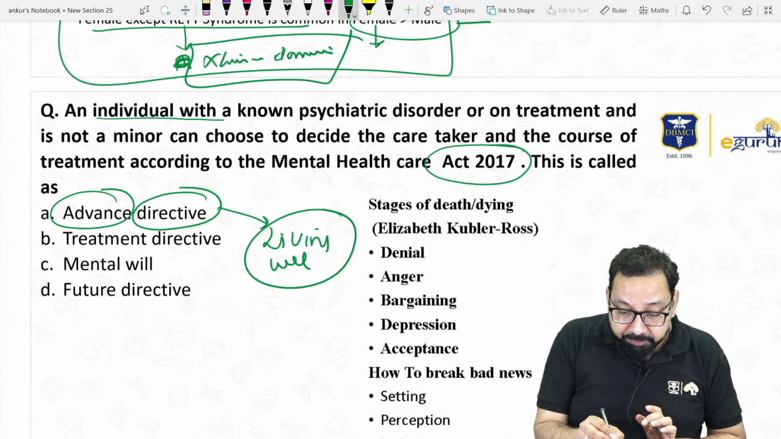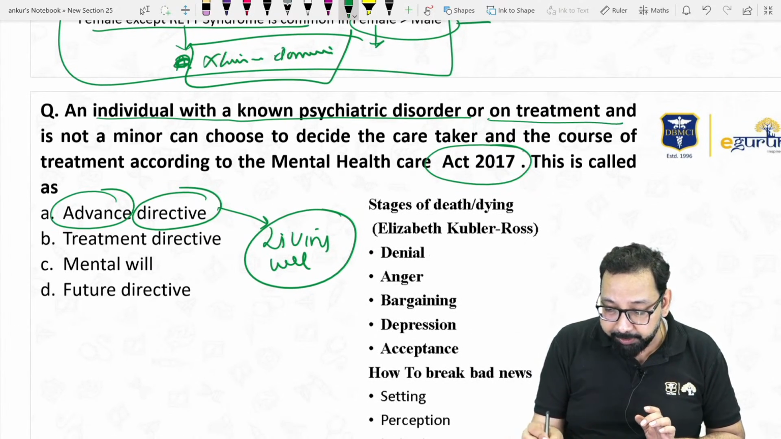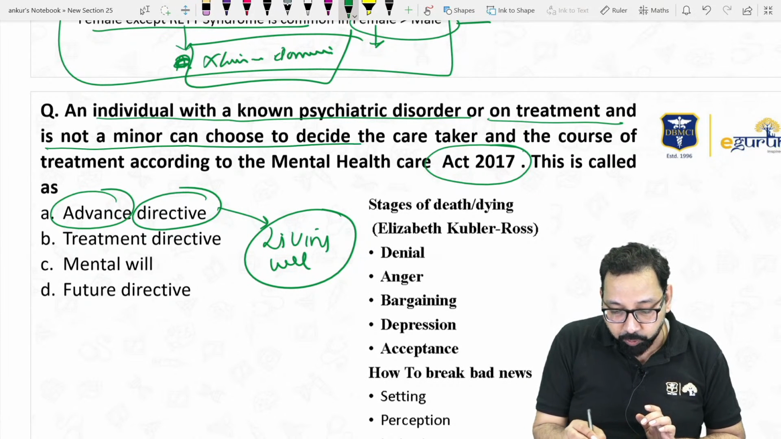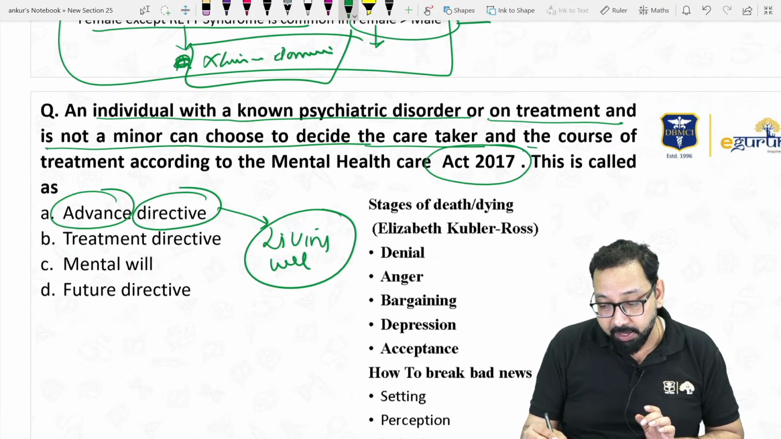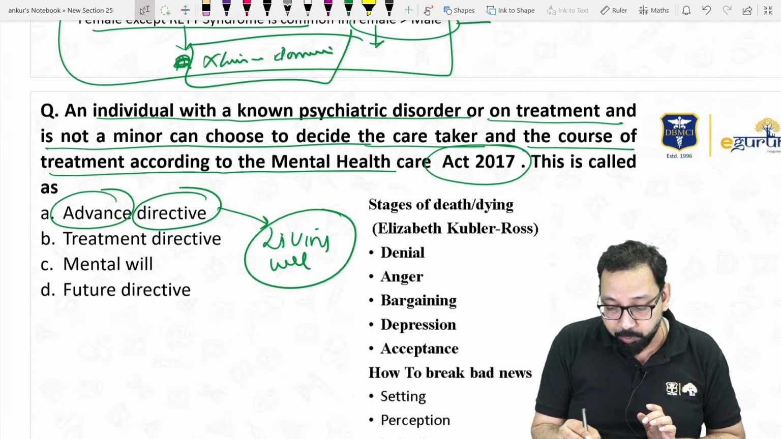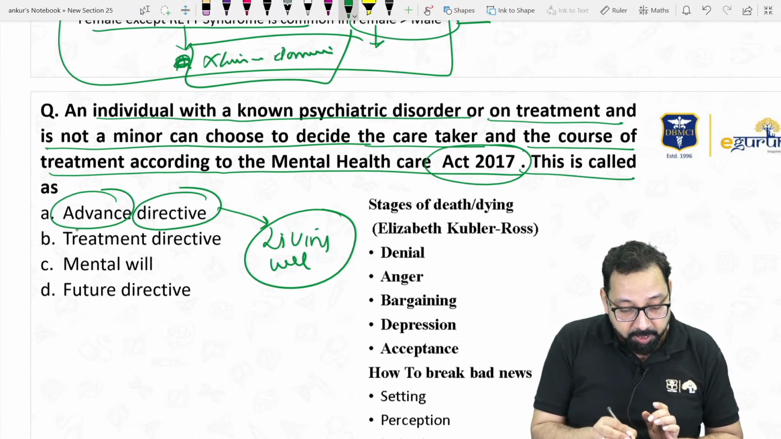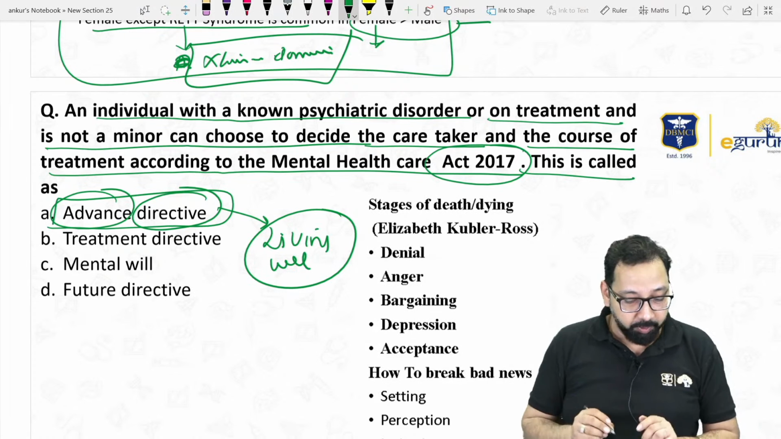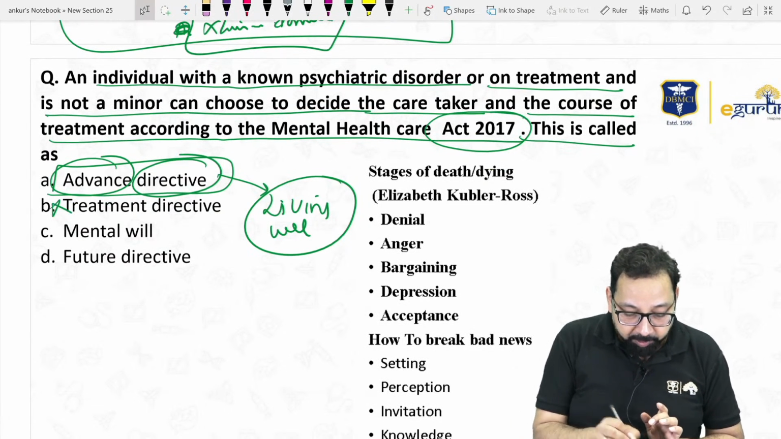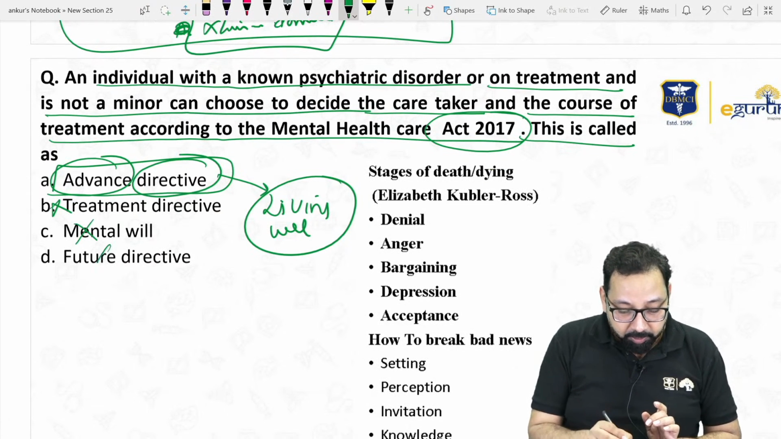An individual, not a minor, can choose to decide the caretaker and the course of treatment according to the Mental Health Care Act. This is called advance directive. Not no-treatment directive, no terminology like this, not mental will, not future directive.